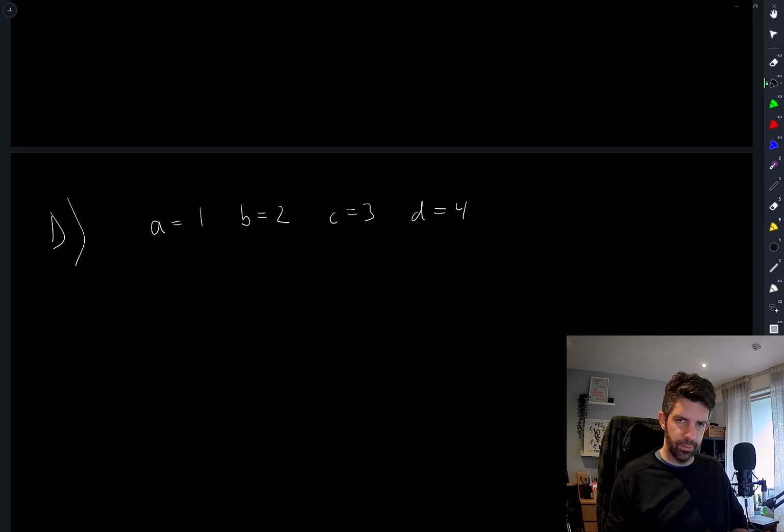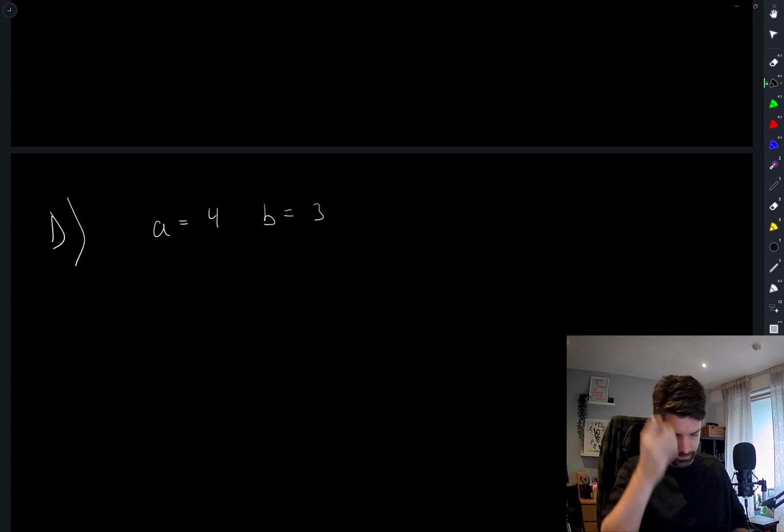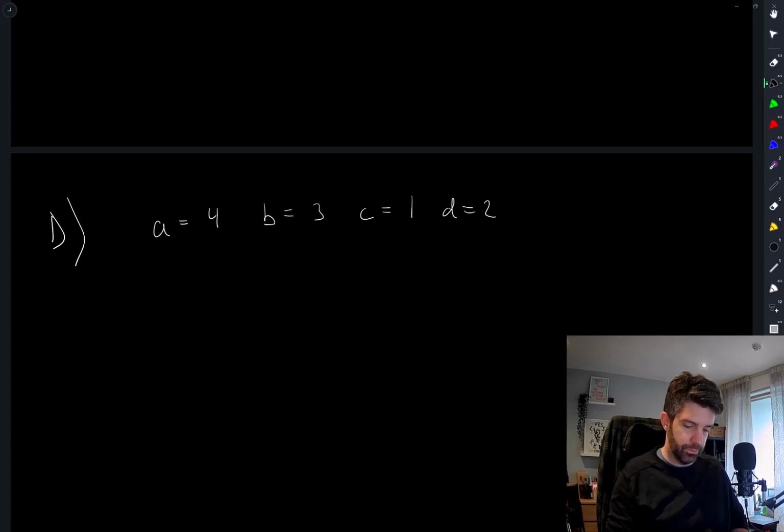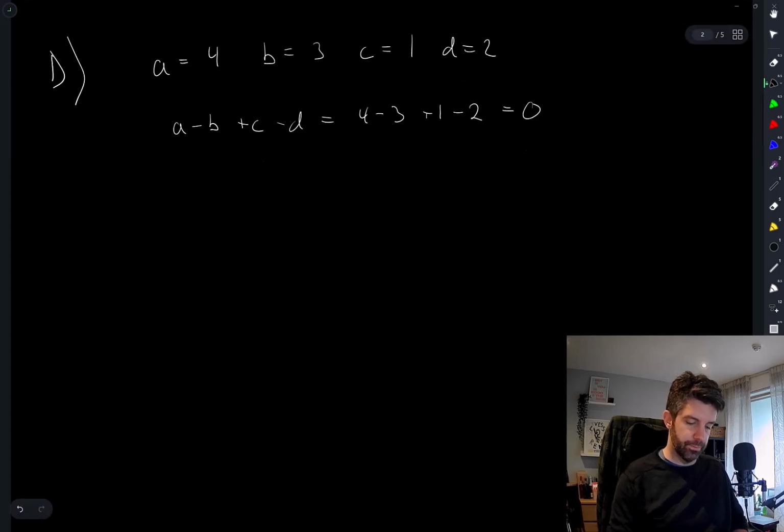Does this even satisfy D? 1 minus 2... I don't think that works. So, hold on. Let's go A is equal to 4, B is equal to 3, C is equal to 1, and D is equal to 2. So then A minus B plus C minus D is equal to 4 minus 3 plus 1 minus 2, which is equal to 0. And let's see if this works.